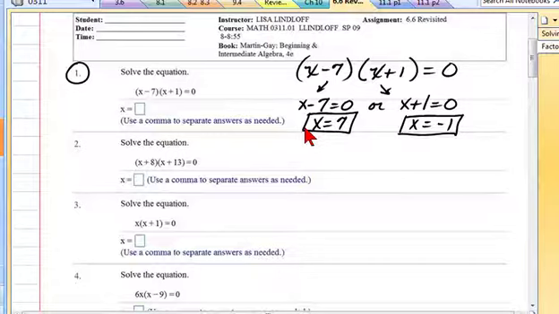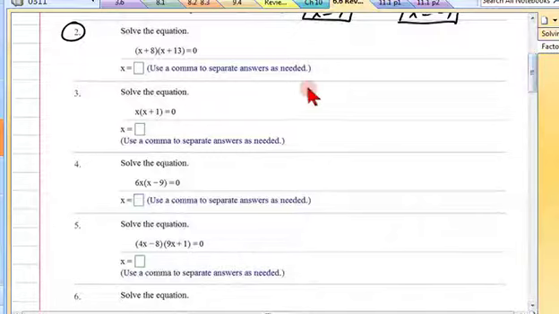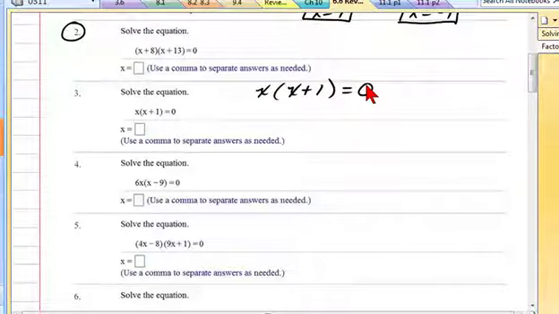Problem number 2 is just like that. I think we'll just skip it. It's a little bit more practice for you in MyMathLab. And let's go down to number 3. It asks you to solve the equation x times (x plus 1) is equal to 0.